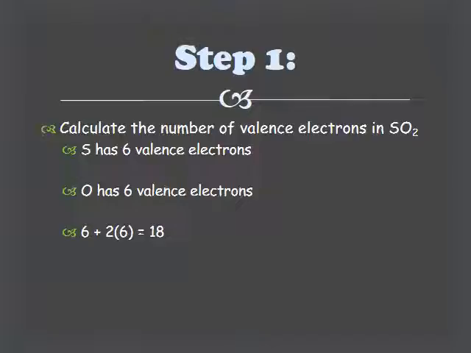Okay. So now we're going to work through a series of steps of how you would create a Lewis dot diagram, using the compound sulfur dioxide as our example. The first step is calculating the number of valence electrons in SO2, sulfur dioxide. Sulfur, from our previous diagram of the atoms, has 6 valence electrons, and oxygen also has 6 valence electrons, because they are in group 6. Therefore the number of valence electrons is 6 plus 2 times 6, because remember there are 2 oxygen atoms, giving a total of 18 valence electrons.